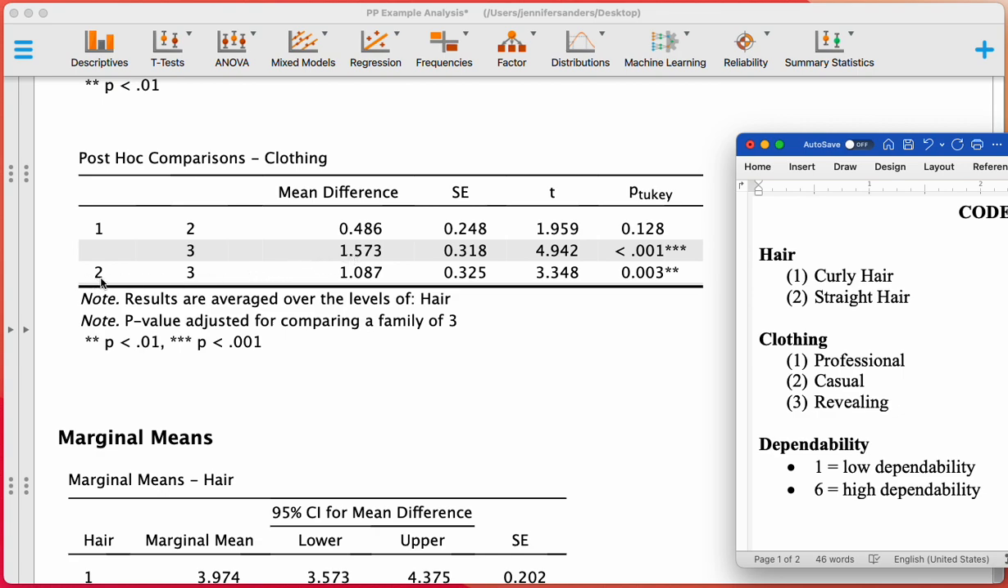The difference between casual clothing and revealing clothing was also significant at about 1 point. And so if the candidate was wearing casual clothing, they were perceived as more dependable than the candidate wearing revealing clothing by about 1 point on average. So that would be the main effect of our 3-level IV of clothing. And so now we'll need to probe the interaction effect, which I'll do in the next video.